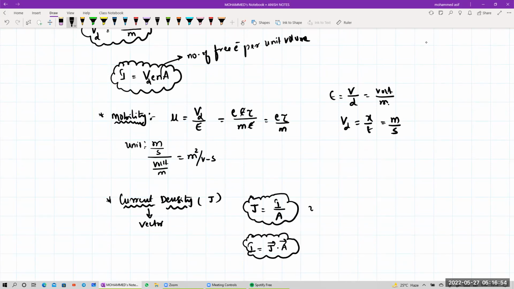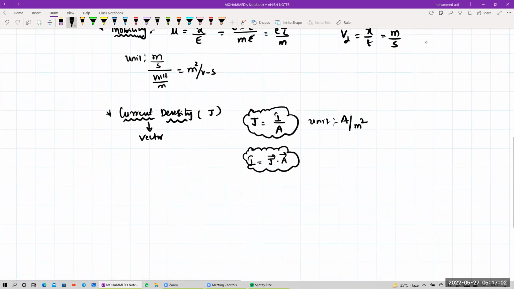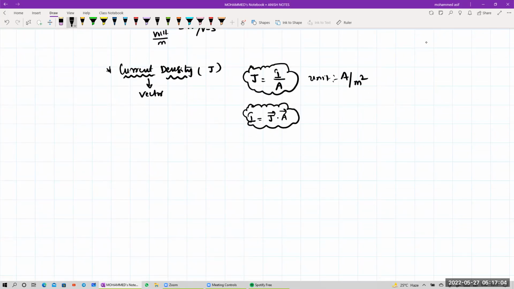What will be the unit for this one? Current is measured in ampere, area is measured in meter square, so it is ampere per meter square. And electric field is also defined as E is equal to rho into J. What do you mean by rho? Rho is known as resistivity.